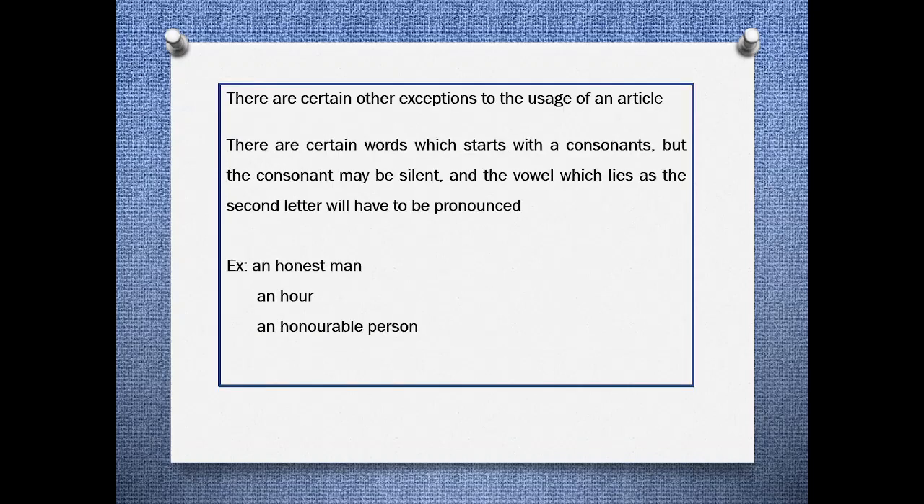There are certain other exceptions to the usage of an article. There are certain words which start with a consonant, but the consonant may be silent, and the vowel which lies as the second letter will have to be pronounced. An honest man. We don't say "honest" with an H sound. H is not pronounced. H is a silent letter. The right pronunciation is an honest man. An hour. We don't say "hover". Hover is not the right pronunciation. You have to pronounce it as "hour". An honorable person. Honorable. So H again is a silent letter here.